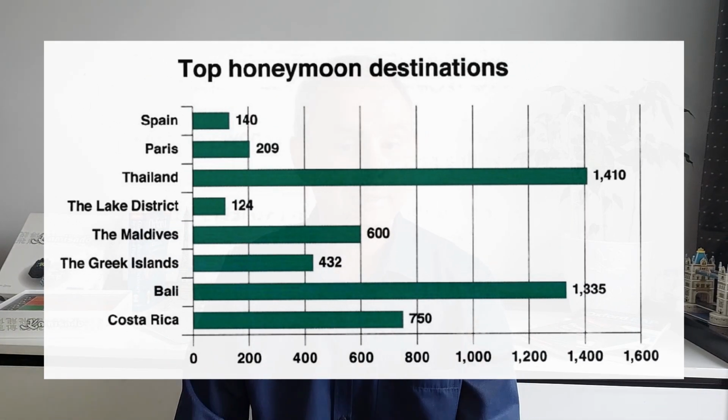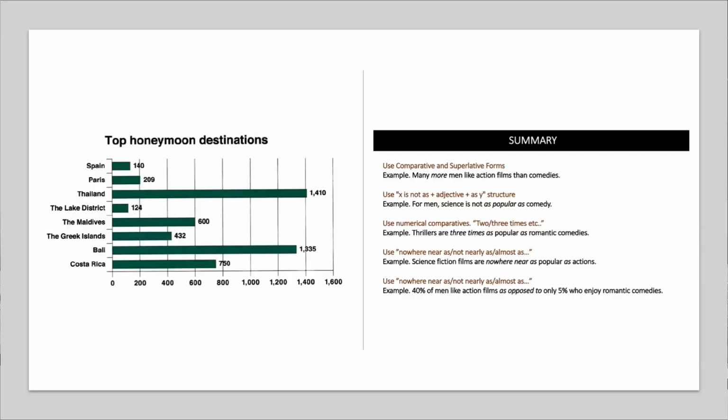Next, let's have a look at another bar chart. So this chart shows 8 honeymoon destinations for British couples in 2010. You may pause the video now to study the chart more closely. Next, by using the language you've just learned in this video, try to make some sentences comparing the information given in the chart. Now pause the video to do this exercise by yourself, before I show you a few of my own examples.